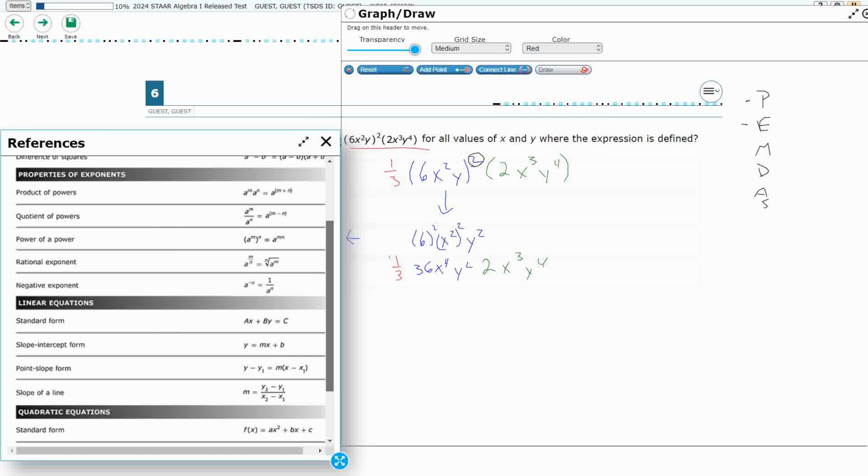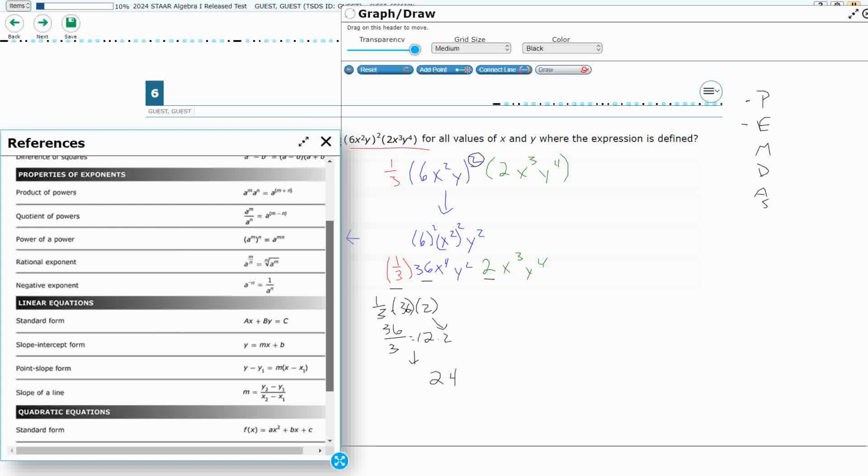And now I'm just going to go to all one color. I want to get all the same terms together. So I've got just my numbers, my constants, right? So I've got 1/3, 36, and 2. So let's do 36 over 3, right? That's the same as multiplying the 1/3 times 36. That's going to equal 12 times this 2. So I'm looking at 24.